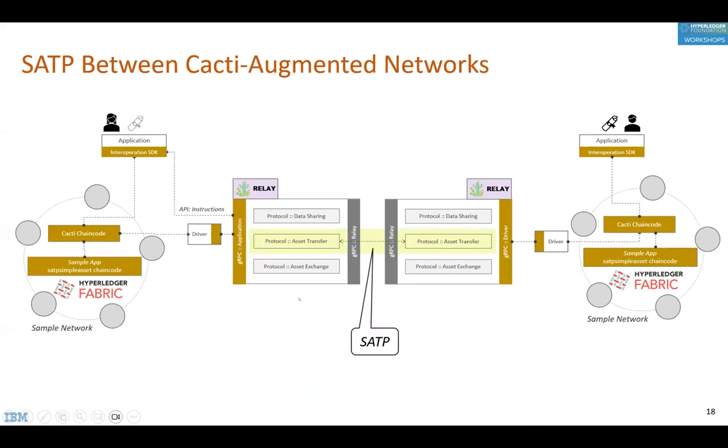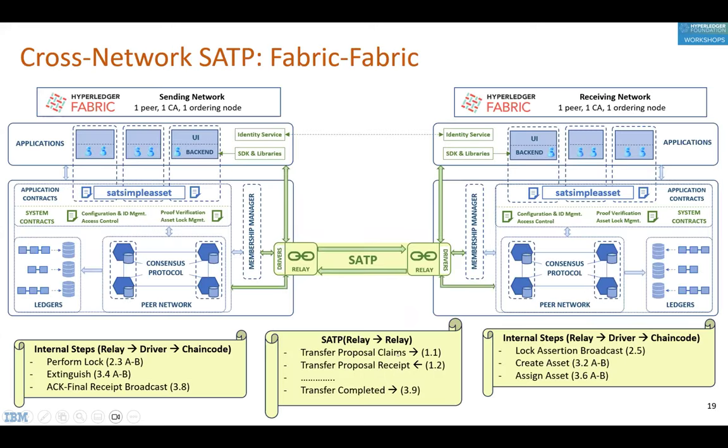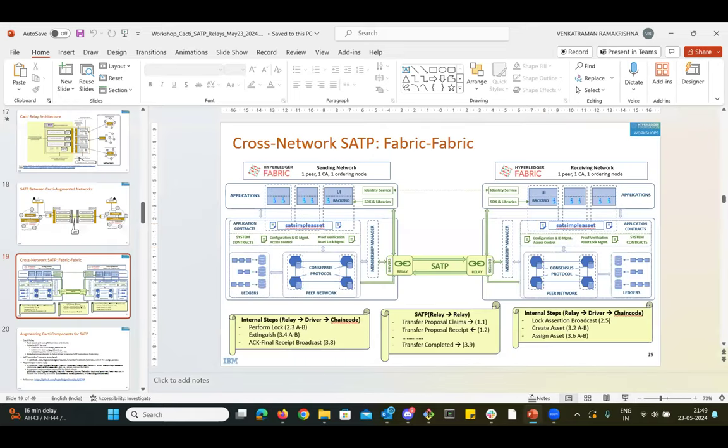Yeah. So the end-to-end, I already showed you an example of how data sharing happens. We can do the same thing if you have a pair of relays interfacing with each other on behalf of their respective networks. But now instead of doing data sharing, they'll be doing asset transfer. So again, copying the same diagram.